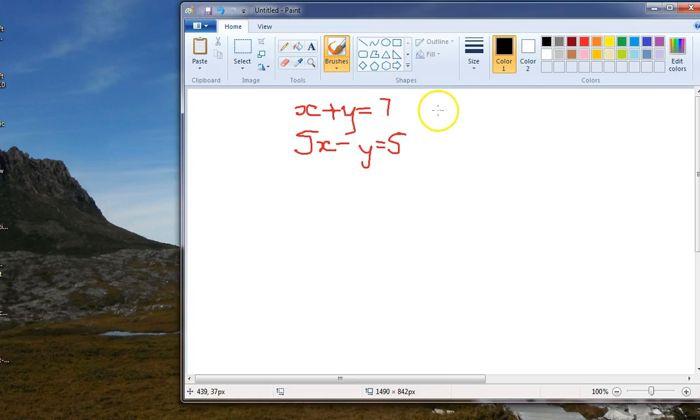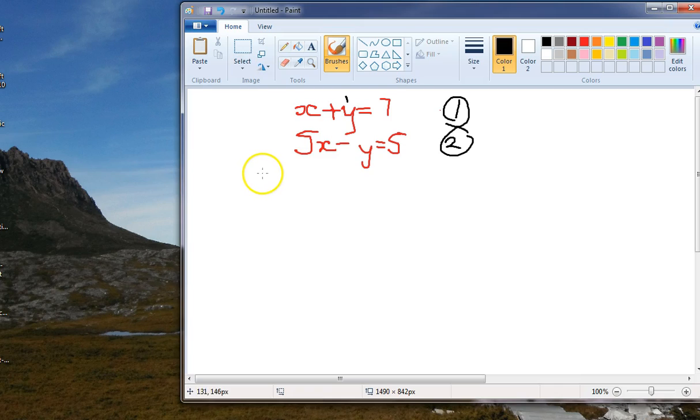Okay, so today we're going to look at solving simultaneous equations using the elimination method. We have a problem in front of us, two simultaneous equations: x plus y equals 7 and 5x minus y equals 5. The reason we would use elimination for this one is because the coefficient in front of the y is the same and opposite, so it makes it an easy one.